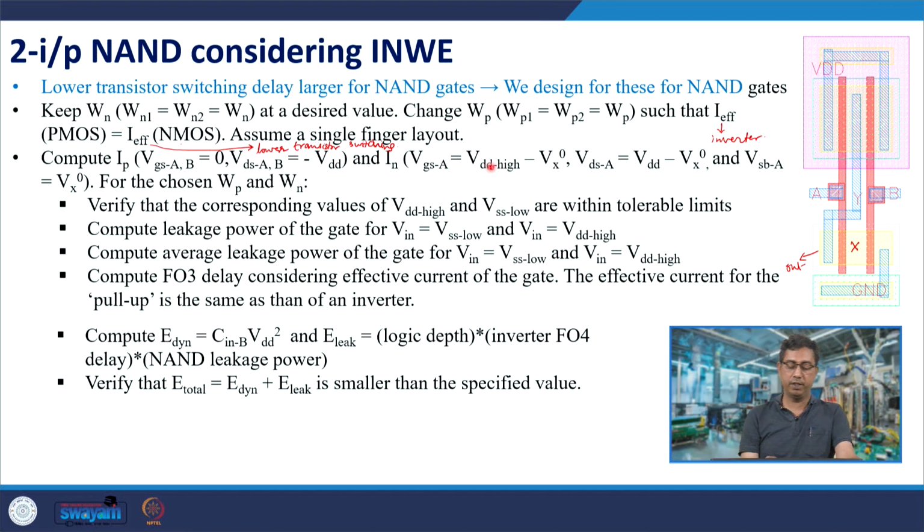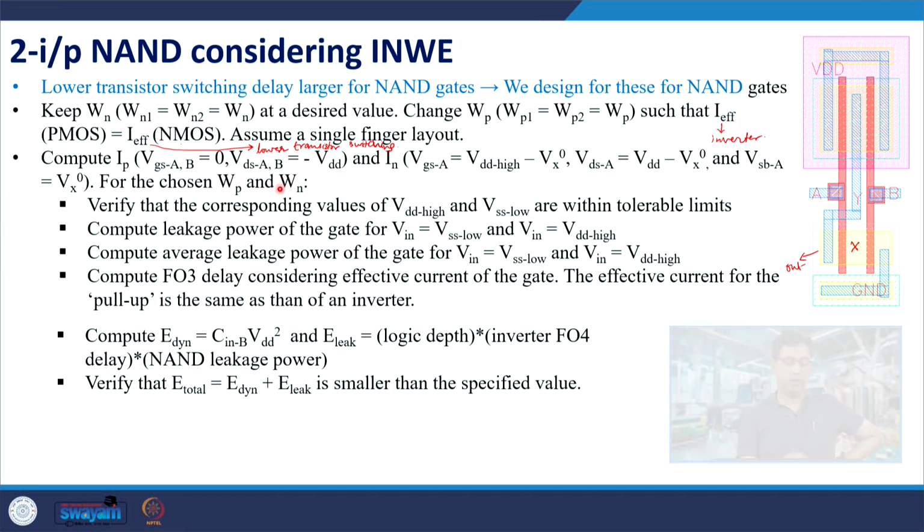This is the VGS of A, and VDS of A is similarly VDD, which is the output voltage, minus Vx naught. And what is the source to body voltage of A? There is a negative body bias, which is again Vx naught. So, these are the voltages for which we calculate the leakage current of the N MOSFET. So, now we know the leakage current of the P MOSFET and the leakage current of the N MOSFET.